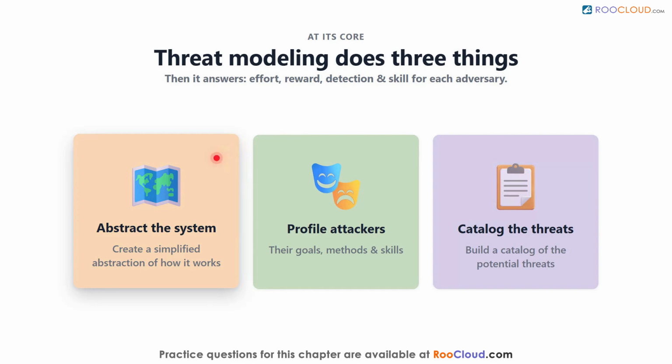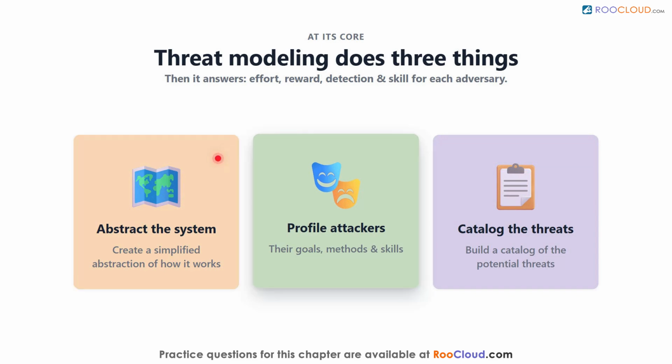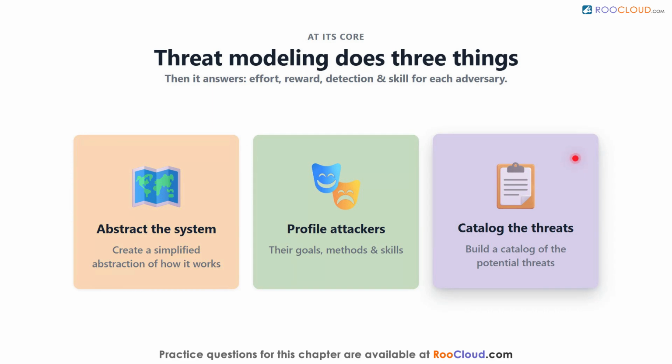It creates a simplified abstraction of the system. It profiles the attackers, including their goals, methods, and skills. And it builds a catalogue of the potential threats. From there, it answers practical questions about each adversary, such as how often they would encounter a target, how likely they are to be detected, what the target is worth to them, what skills and resources they would need, and how much effort the whole attack demands.